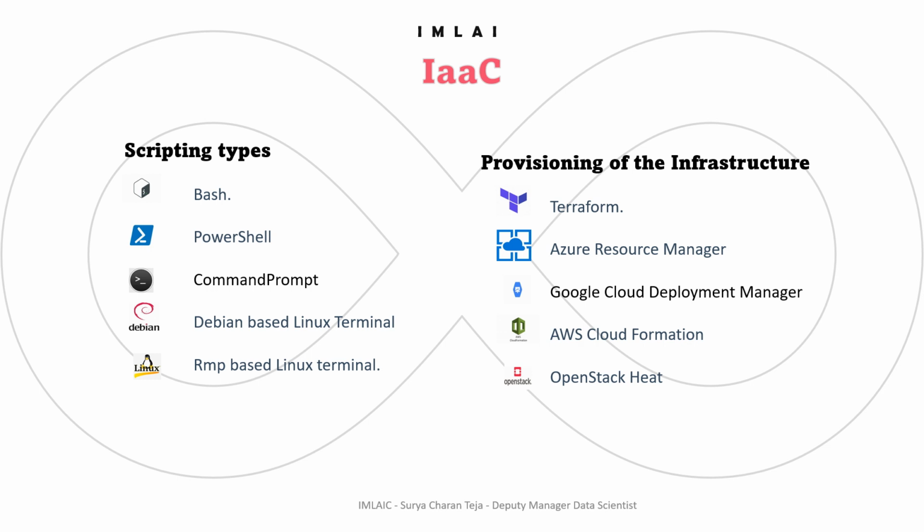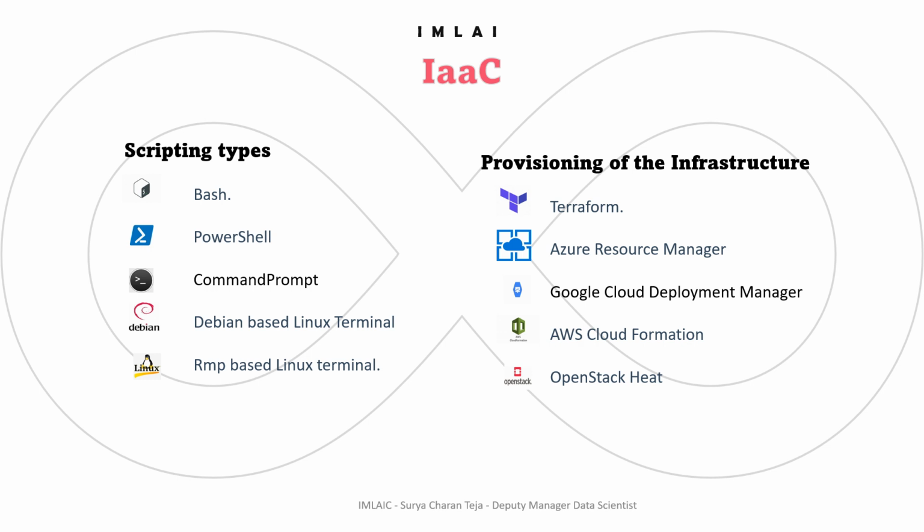Bash is for Linux, and PowerShell is for Windows, and command prompt is also for Windows. Debian-based Linux terminals and RPM-based Linux terminals are also there. Bash, sh, and ksh. These are all part of the shell types, but there are different types in Linux too. So these are all scripting types. Everyone will have their own scripting.